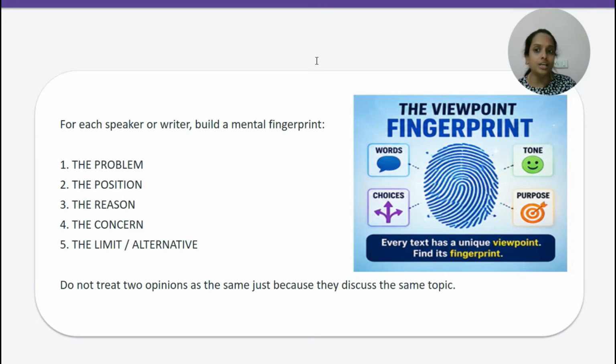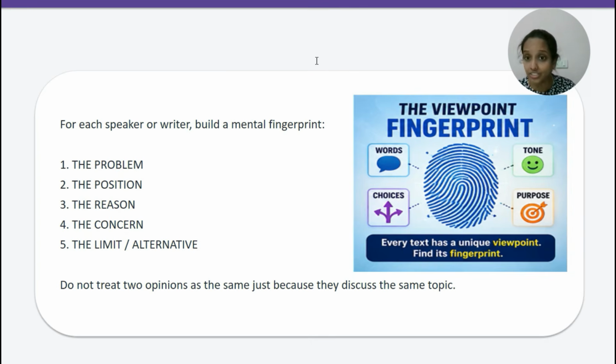Okay? Every opinion has a fingerprint. Let's look at two statements. Person A is saying schools should begin later because teenagers need more sleep. And person B is saying schools should begin later because students would be more alert and productive in class. Now, both of them want later school starting times. That is the surface position, but their fingerprints are different. Person A's fingerprint is health and rest, but person B's fingerprint is performance and learning.